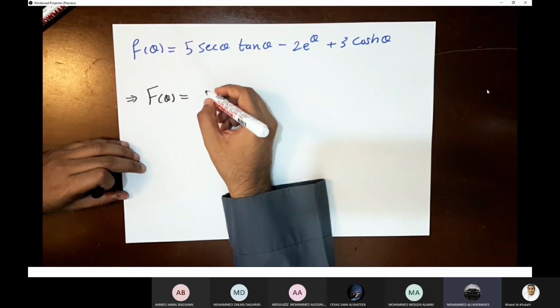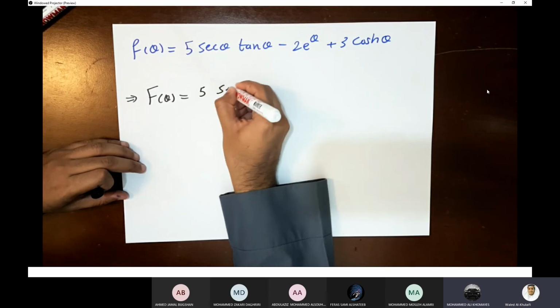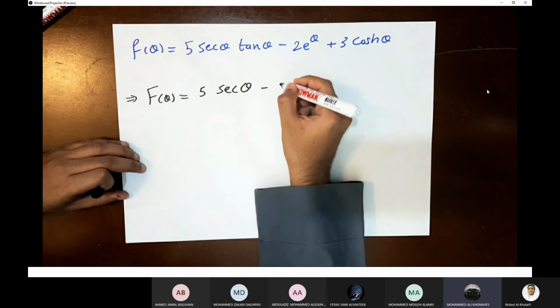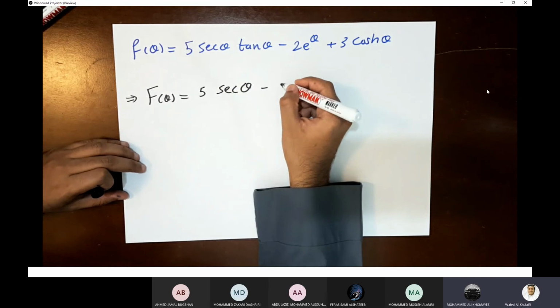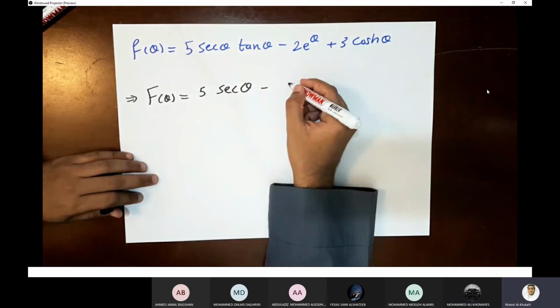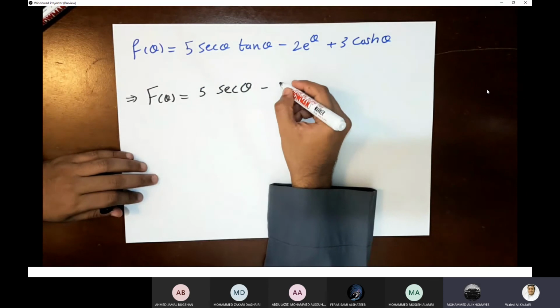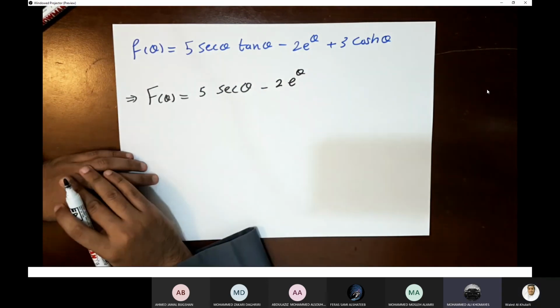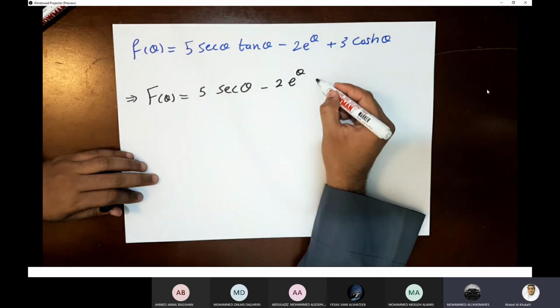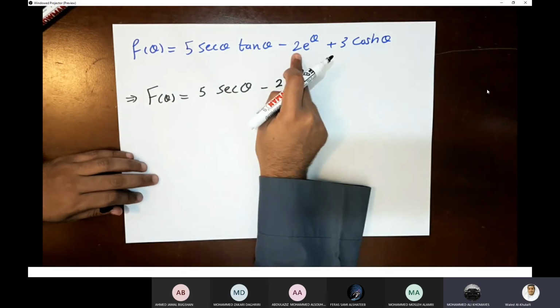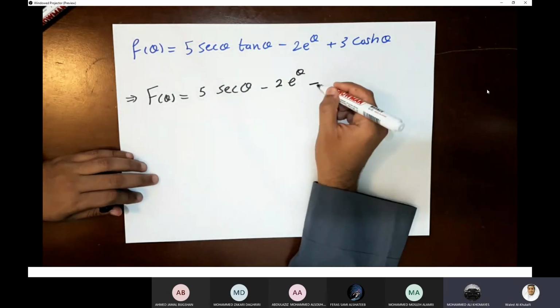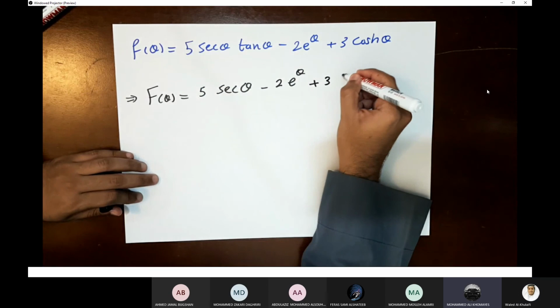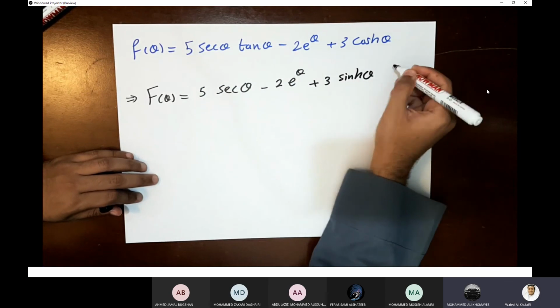First one, 5 secant theta. Is the same. Differentiate this and you get this. Yes. Plus 3 sine hyperbolic theta.